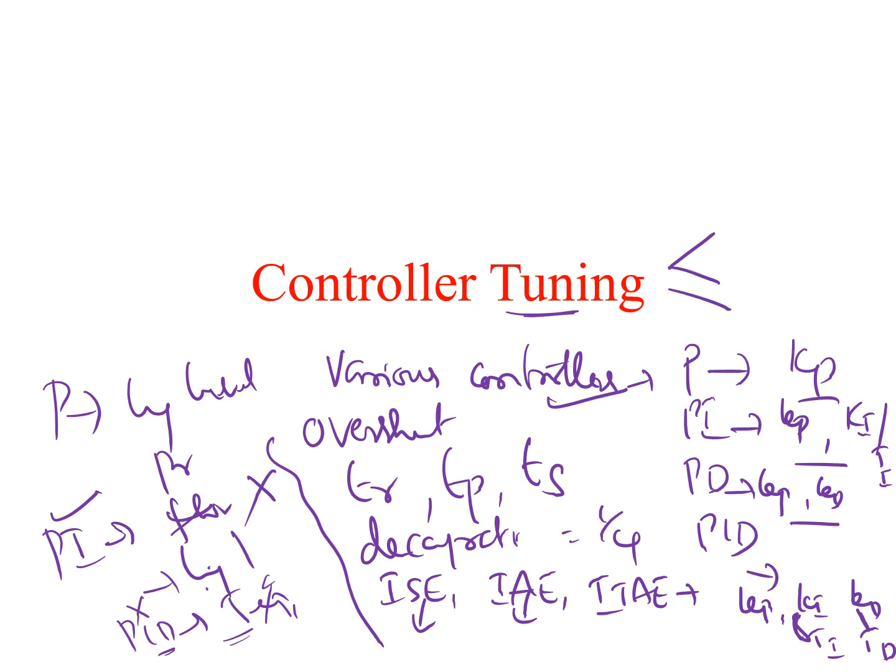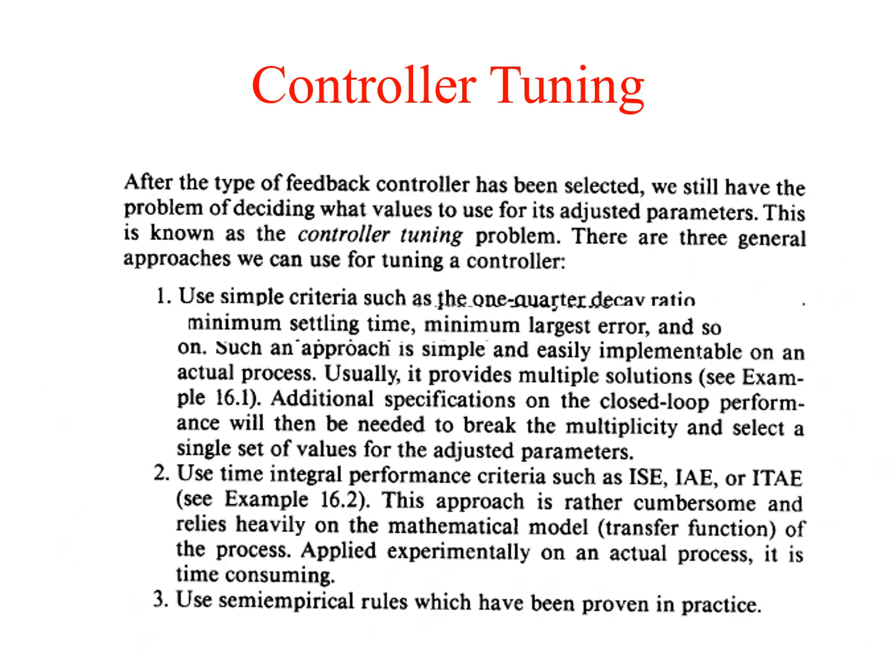There are three methods we are going to see. One is Cohen and Coon, and in Ziegler-Nichols we have two methods. So totally three methods. We'll see them one by one. This slide says why we need controller tuning, and the criteria such as one quarter criteria, minimum settling time, minimum largest error, and the performance criteria, which is ISE, IAE. Then we can use a semi-empirical rule. Semi-empirical means there is no fixed logic, so we can pick certain values and put some numbers so that it will achieve this criteria.